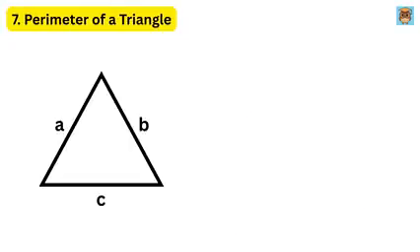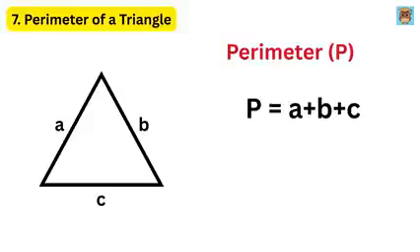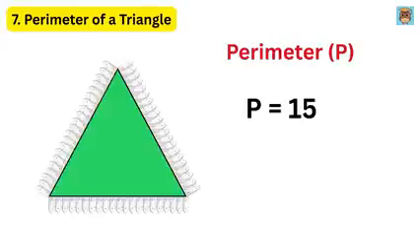7. Perimeter of a triangle. The perimeter of a triangle is simply the sum of all three sides. If a triangle has sides 4, 5, and 6, the perimeter is 4 plus 5 plus 6, which is 15. Think of it like measuring a fence around a triangular garden. You walk along each side and add up the steps.